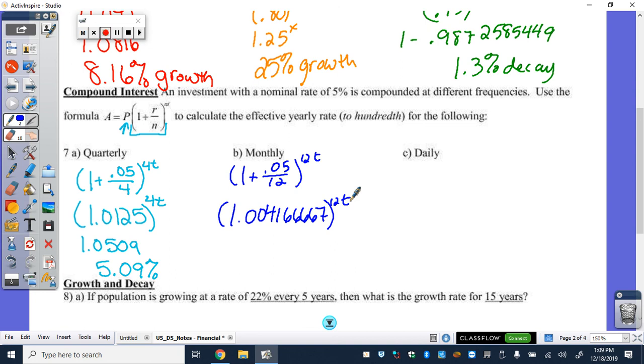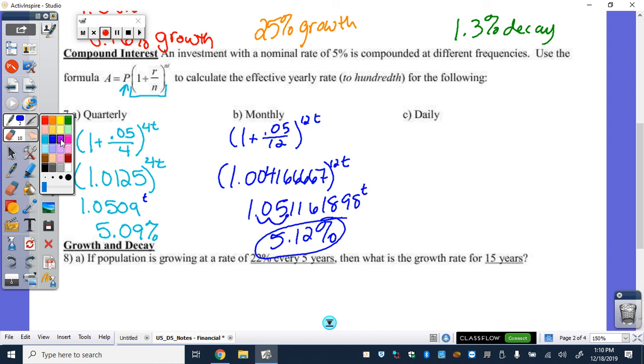So now what do we do with that? Oh, we're not to the 4th this time. To the 12th this time. So we're trying to go for monthly. So to the 12th power. So what is our actual growth rate to the nearest hundredth? Ooh, close. 5.12. That 6 makes that 1 round up to a 2. So you'd get a little bit more money that way, because instead of 0.09, you get 0.12.